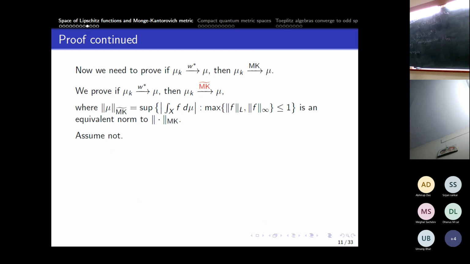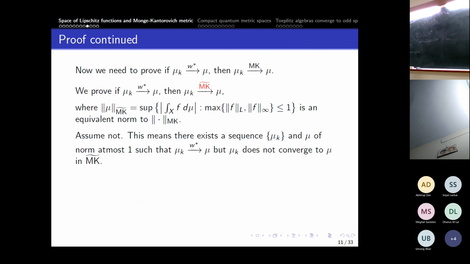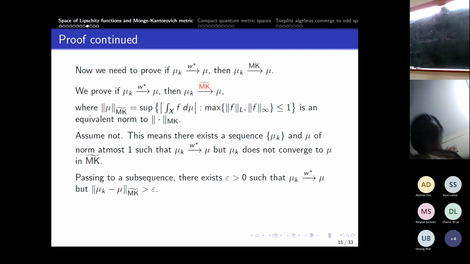So assume it is not true, which basically means there is a sequence which converges to mu in the weak star topology, but it does not converge to mu in the MK tilde. If necessary, we can pass to a subsequence and assume that mu_k converges to mu in the weak star, and the norm of mu_k minus mu is greater than some epsilon.